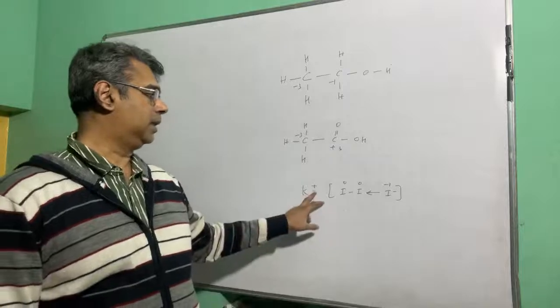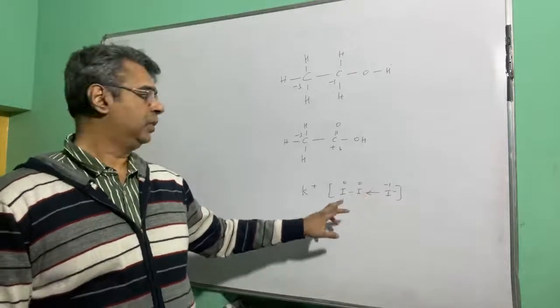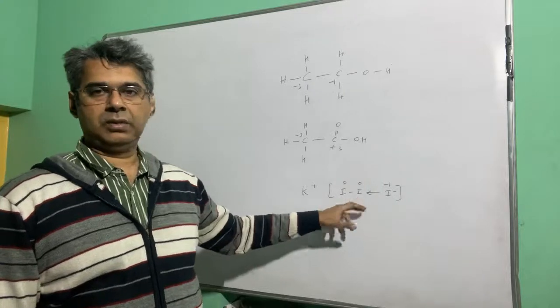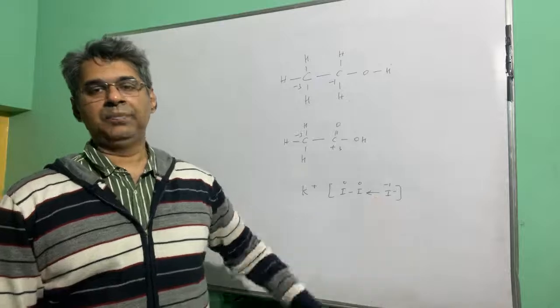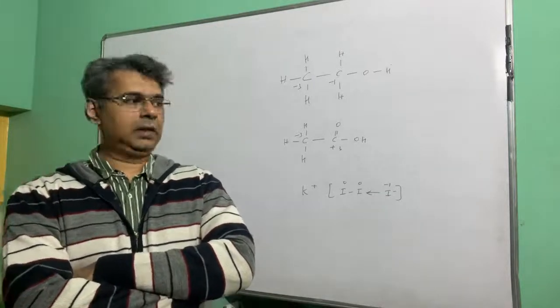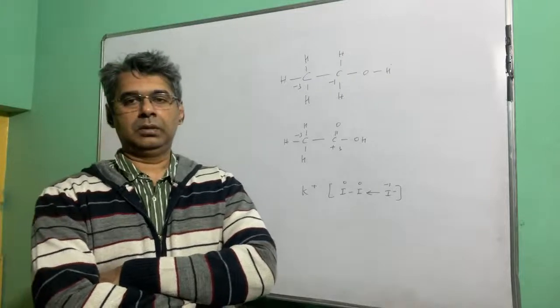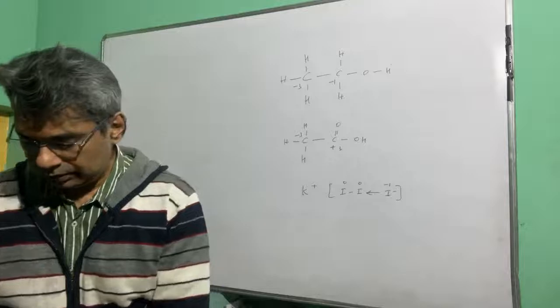So K plus and this entire thing is minus, so ionic bond. Iodine, iodine, 0, 0, covalent bond. And from I minus to this is a coordinate bond. So in the same compound you have ionic bond, you have covalent bond, and you also have coordinate covalent bond, all the three.